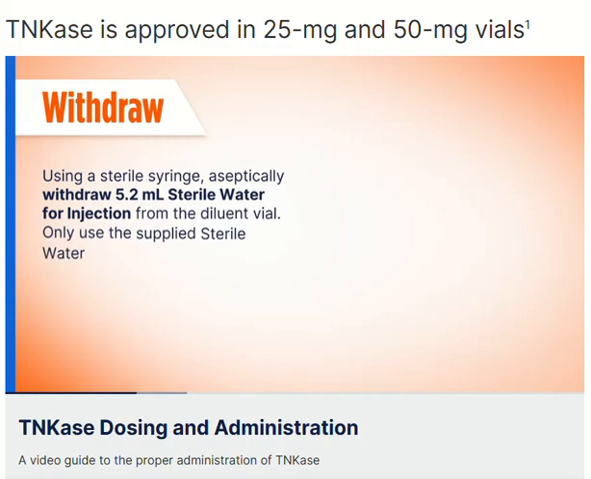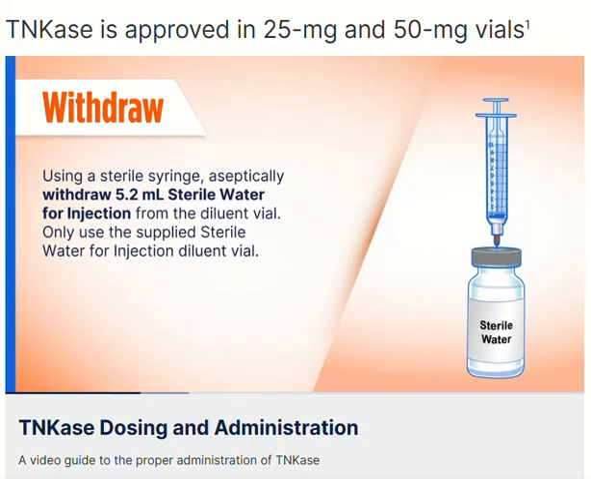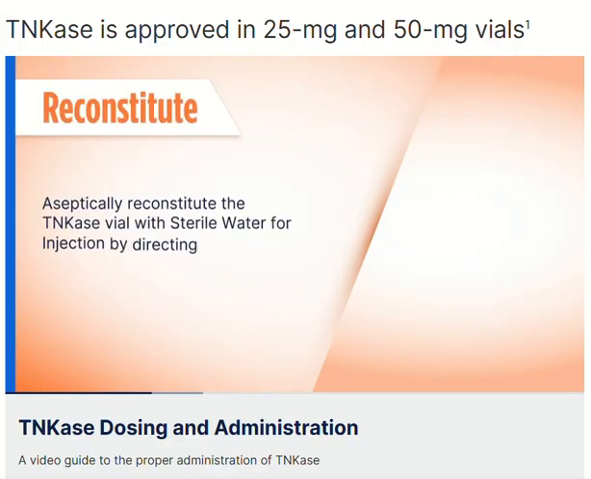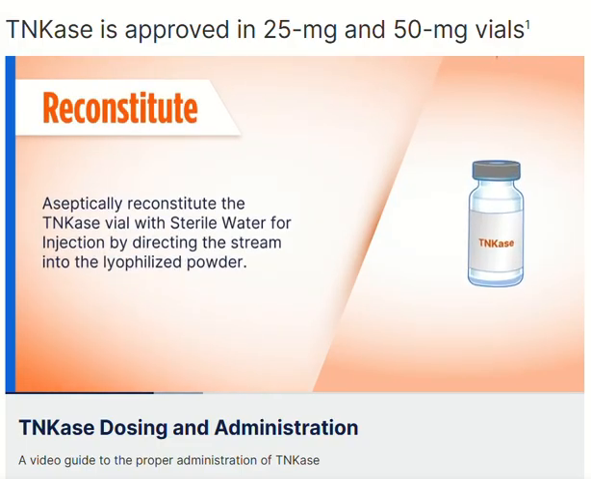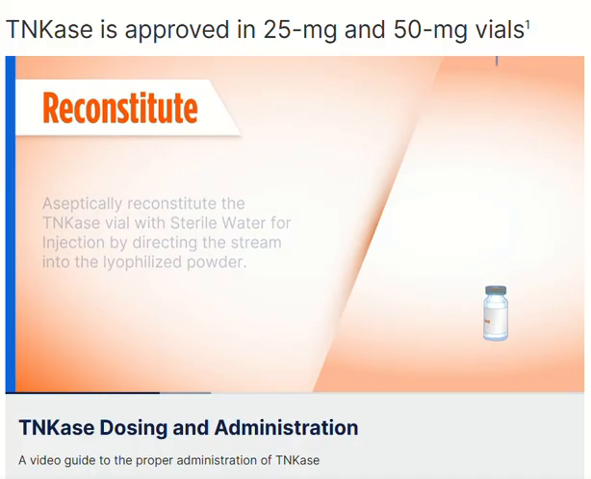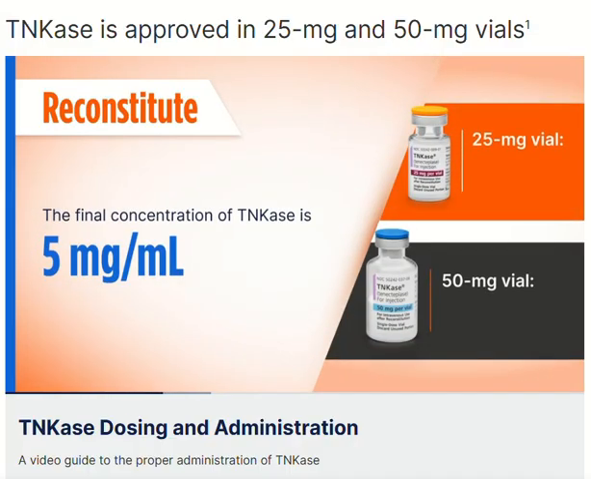Using a sterile syringe, aseptically withdraw 5.2 milliliters sterile water for injection from the diluent vial. Only use the supplied sterile water for injection diluent vial. Please note, if you are using the 50 mg TNKase vial, withdraw 10 milliliters of sterile water for injection. Aseptically reconstitute the TNKase vial with sterile water for injection by directing the stream into the lyophilized powder. The final concentration of TNKase should be 5 mg per milliliter.